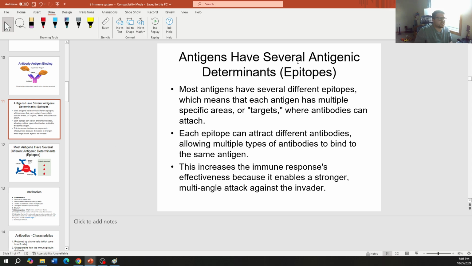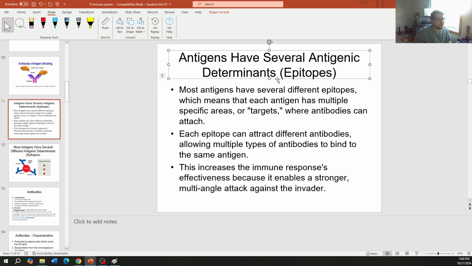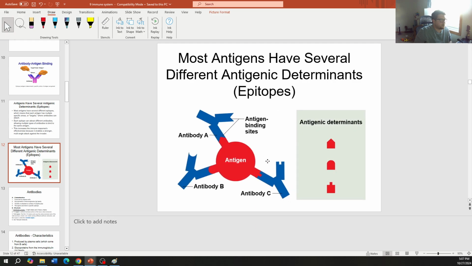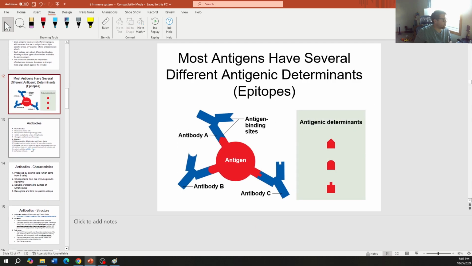Know definitions, specifically know what the antigenic determinant is, know what an epitope is, know that they mean the same thing, and then know that there are multiple types of epitopes on the antigens. This is just showing a little picture of antibodies binding to all the different epitopes.